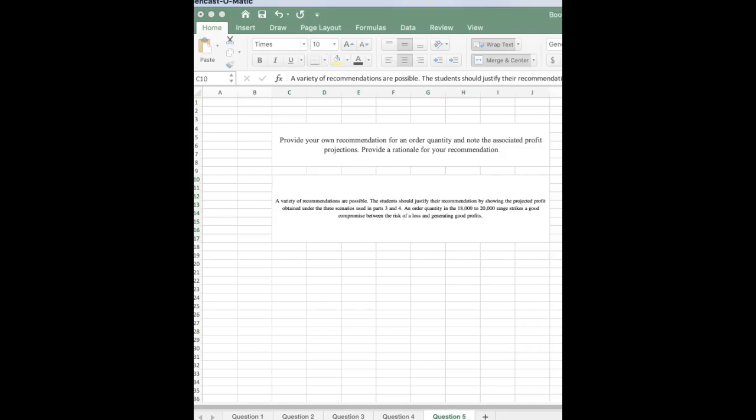All right, now let's look at our question number 5 that we have here. Question number 5 is, provide your own recommendations. We saw where we were on a lot of them. There's a variety of recommendations that we can make. Students, you can justify recommendations by showing the projected profit obtained under the 3 scenarios. In parts 3 and 4, the 18,000 to 20,000 range strikes a good compromise between risk and loss.